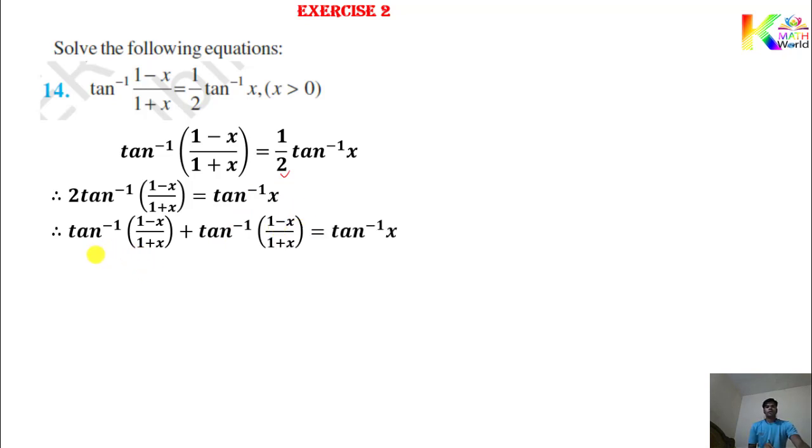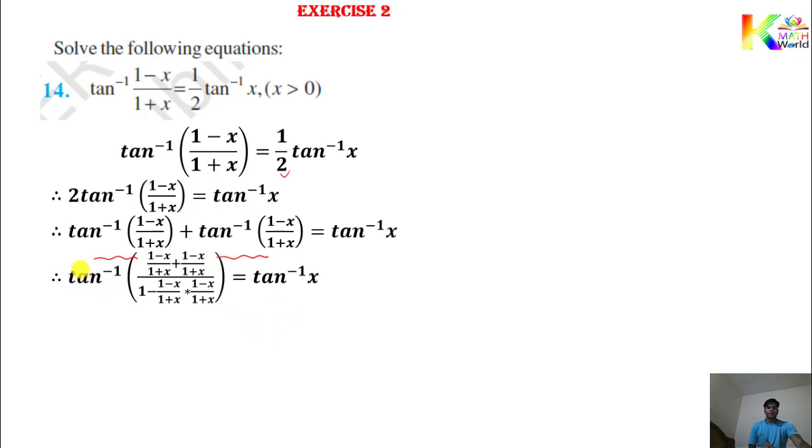Now you can see you got the tan inverse x plus tan inverse y formula. We can apply the formula tan inverse of (x plus y) over (1 minus x into y). Using the addition formula of tan inverse, and as tan inverse is a 1-1 function, tan inverse can be removed from both sides. So you have this bracket left, and on the right x is left.